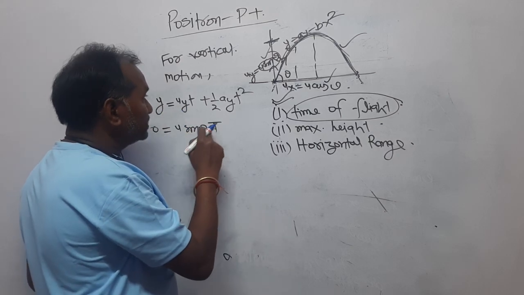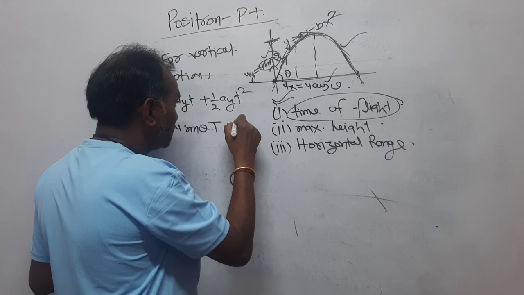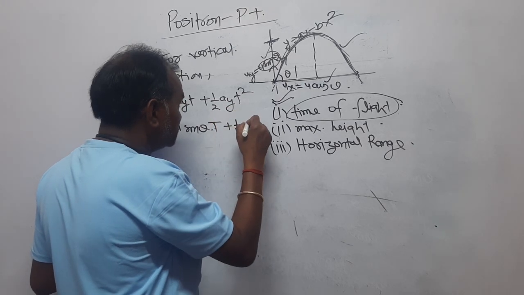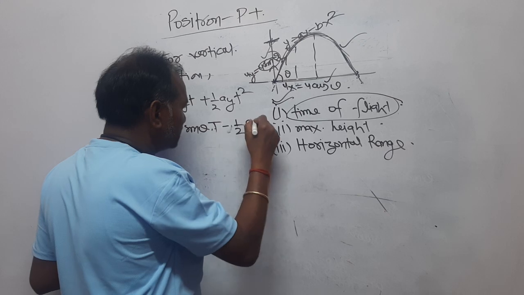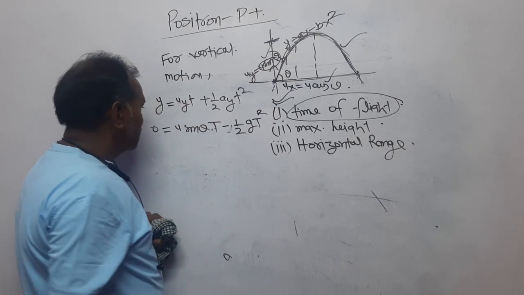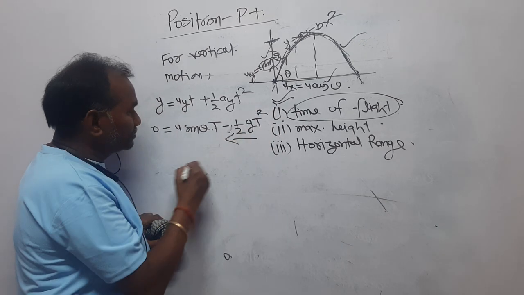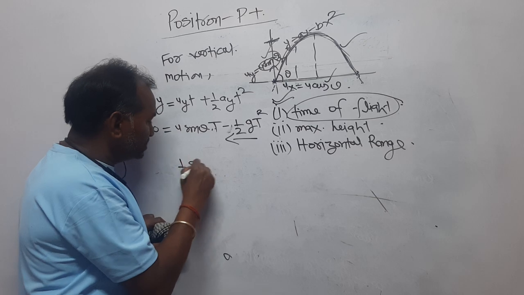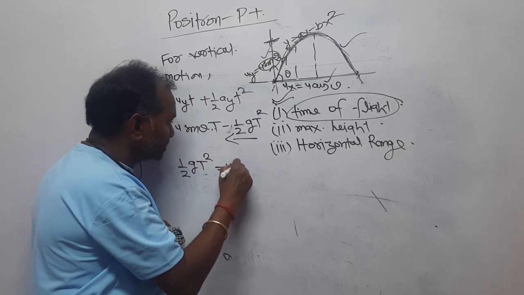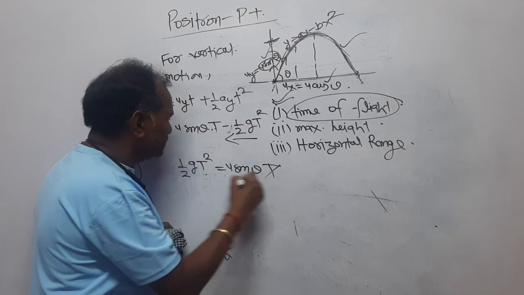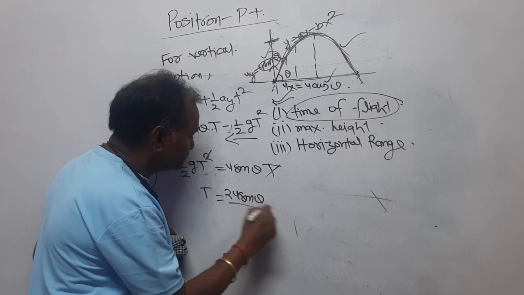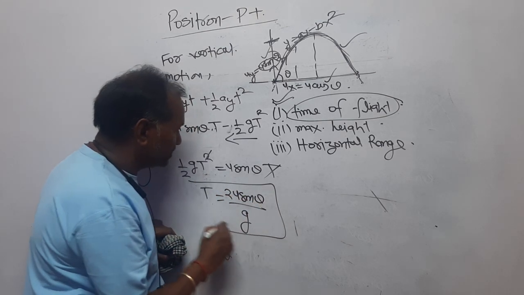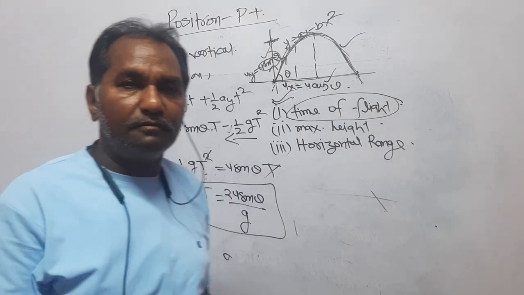0 equals u sine theta into T plus half ay, where ay is minus g. So write it here minus g, and t is this much. Now, dear student, bring it to this side. It is half g T square equal to u sine theta into T, or you can say T is equal to 2u sine theta upon g. This is the time of flight, right? This is the time of flight.